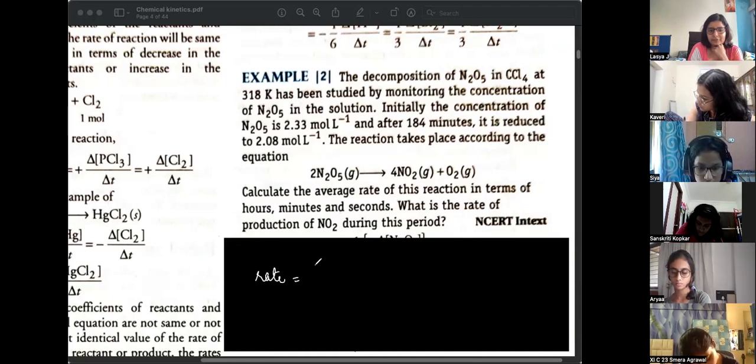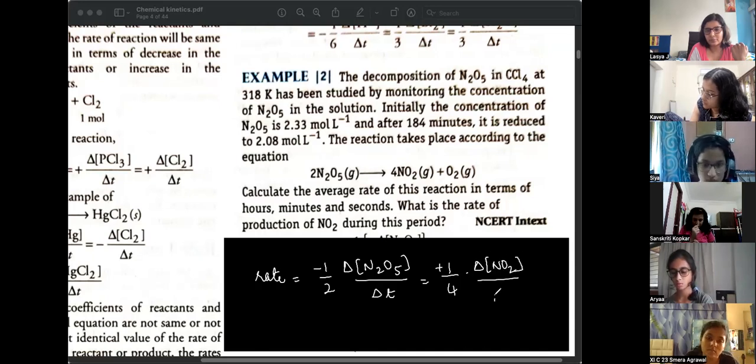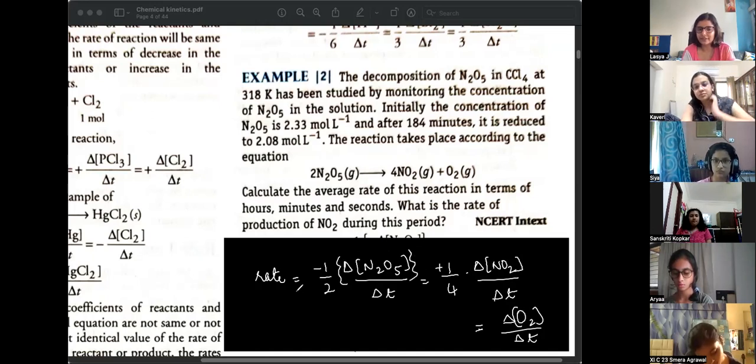So rate will be equal to minus 1/2 delta N2O5 upon delta T, which is also equal to 1/4 into delta NO2 upon delta T, which is equal to, oxygen has no stoichiometric coefficient, so delta O2 upon delta T. Because you only know the concentration of N2O5, you use this to find the rate, then the same thing is also equal to the rate of appearance of this thing.